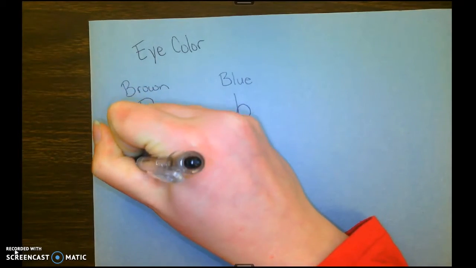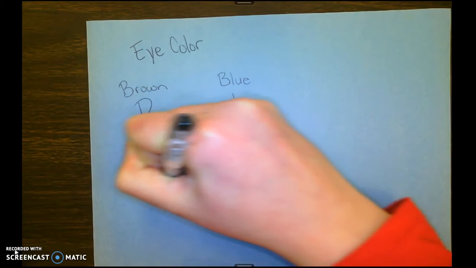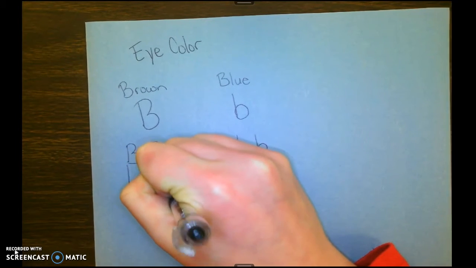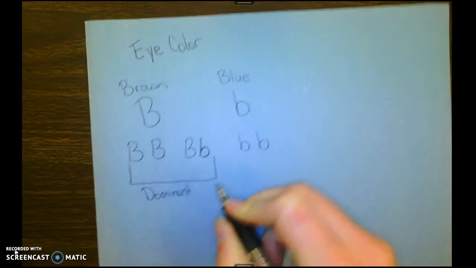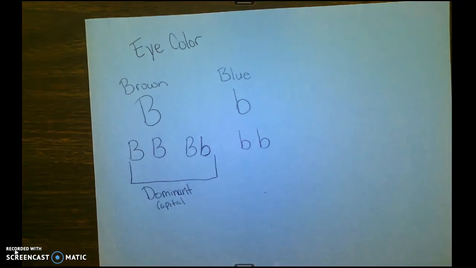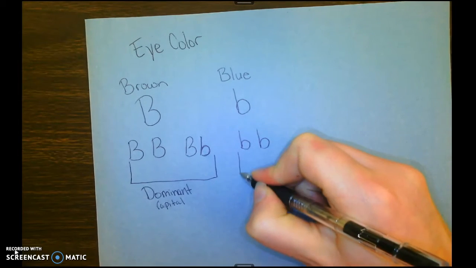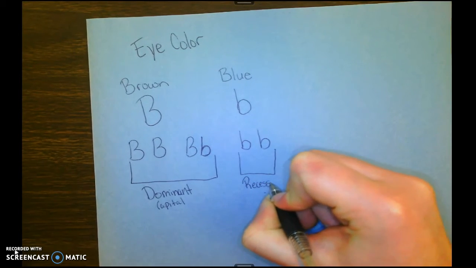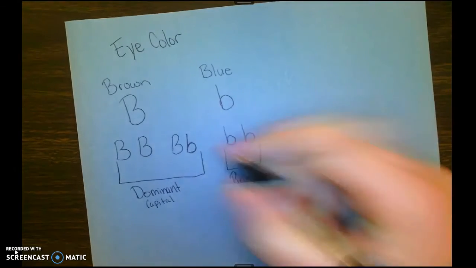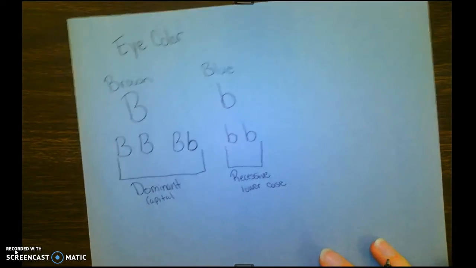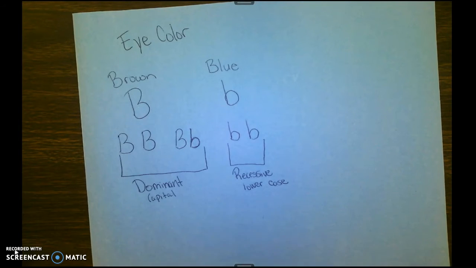We said that these two individuals right here would be dominant. They're dominant because they have capital letters. Okay? This individual over here is recessive. He is recessive because he has lowercase letters. Okay? So now we talk about these words homozygous and heterozygous.